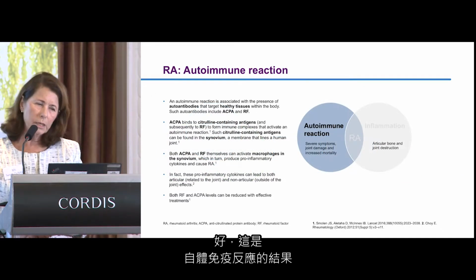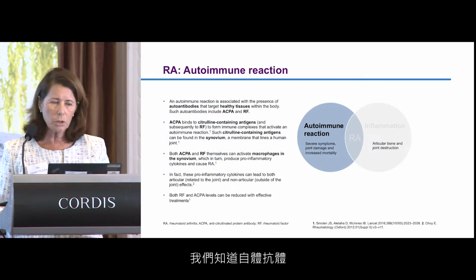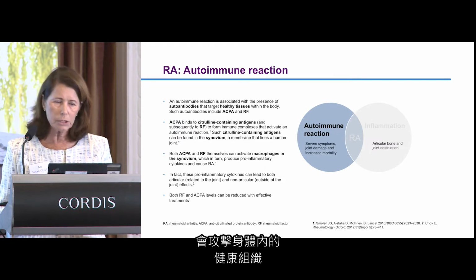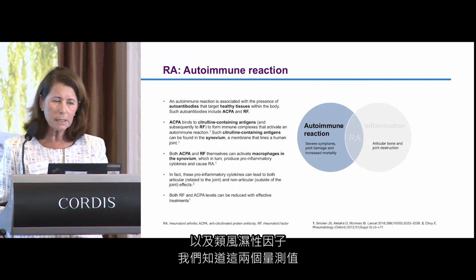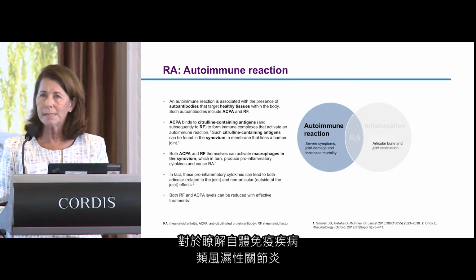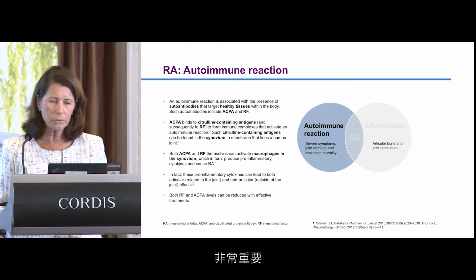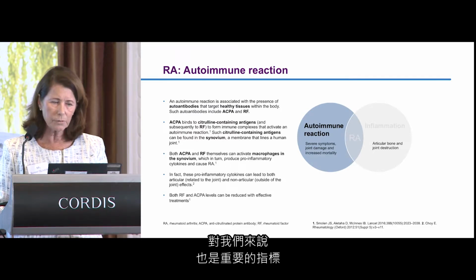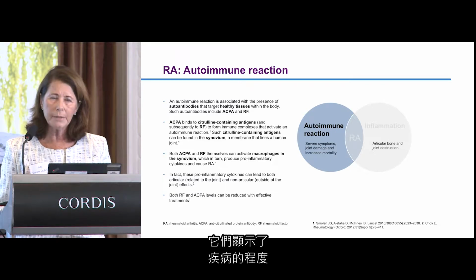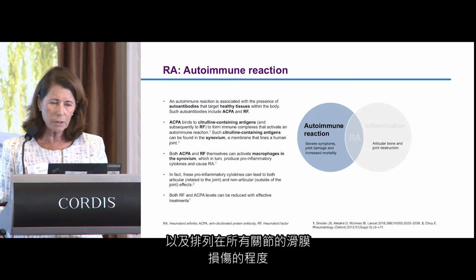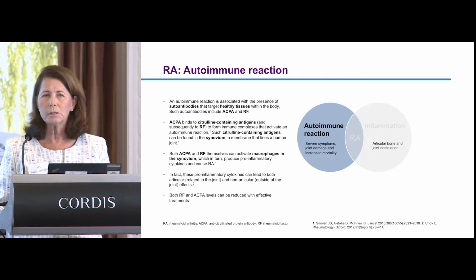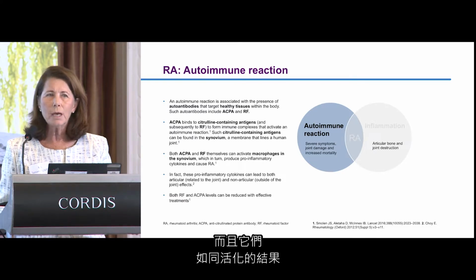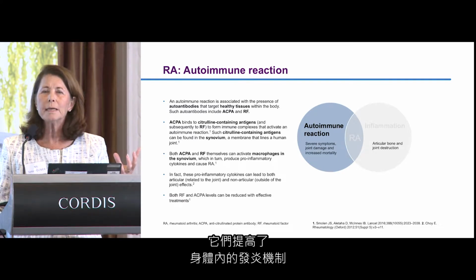So this is a result of the autoimmune reaction, and we know that these autoantibodies will attack the healthy tissues within the body, and these antibodies we know as ACPA and rheumatoid factor. These two measures are very important in us understanding autoimmune disease with rheumatoid arthritis, and they are important indicators that show the level of disease and damage in the synovium that lines all the joints. And we know that these are pro-inflammatory markers, and as a result of getting active, they increase the inflammatory mechanism in the body.